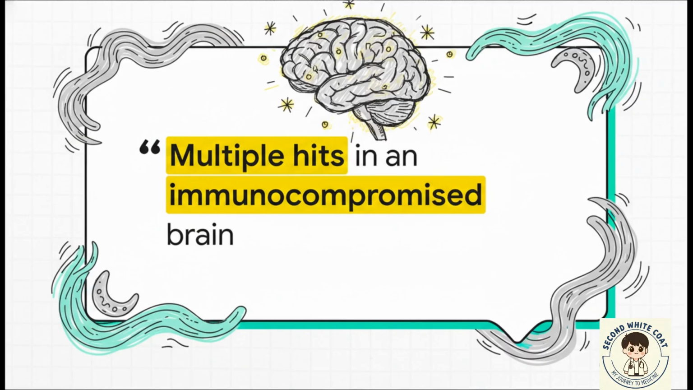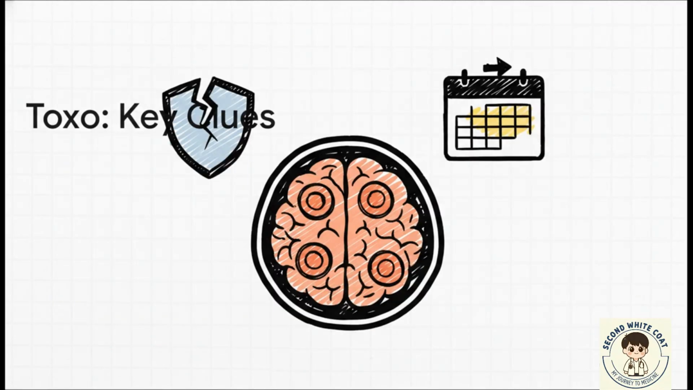Patient file number 2 is toxoplasmosis, and the key phrase here is completely different: multiple hits in an immunocompromised brain. Right away, you know we're dealing with a different kind of situation. Let's use our framework. Is the patient immunocompromised? Yes, here they're HIV positive. How fast did this happen? It's subacute, so it's been developing over days to weeks, not hours.